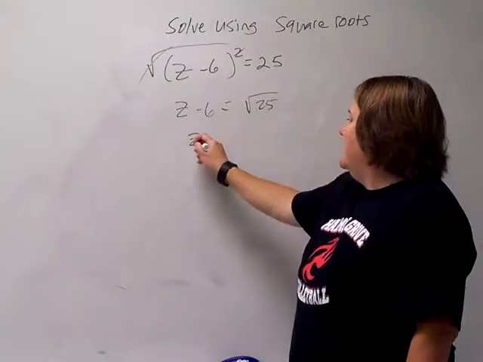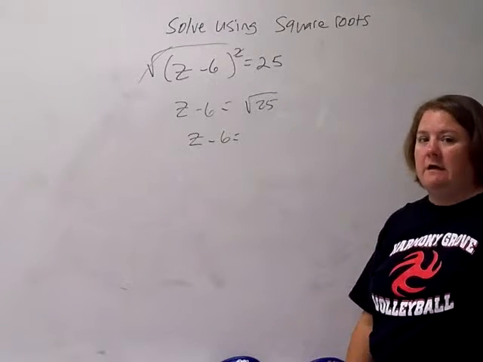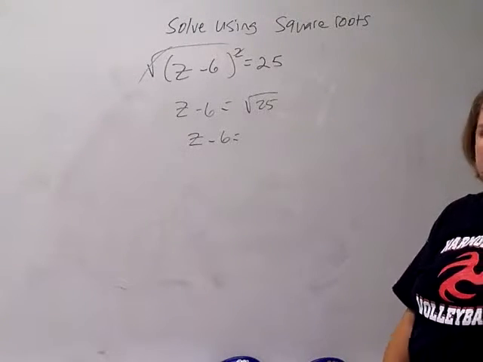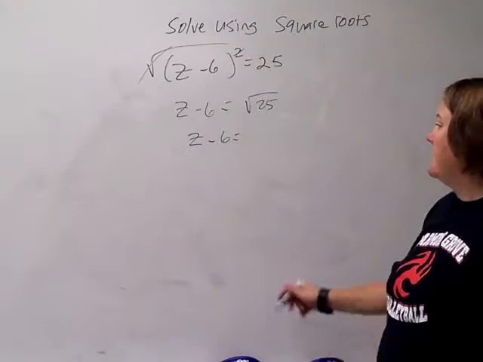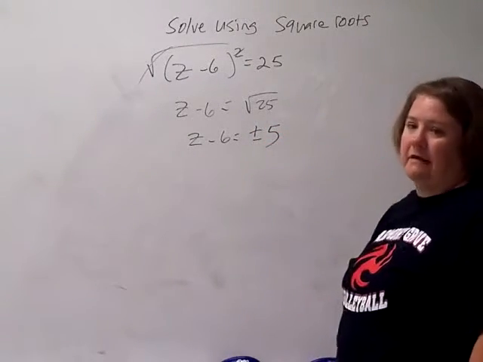Well, it could be a positive 5. 5 times 5 is 25. It could also be a negative 5, because negative 5 times negative 5 is 25. So z minus 6 is equal to positive or negative 5.